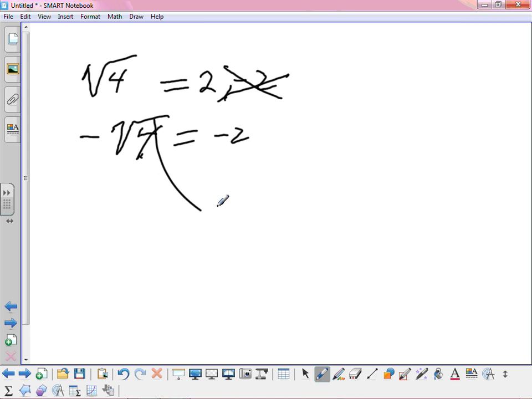So, using the radical notation for the square root, usually if you don't put a sign, you mean the positive root. And when you have a choice in that notation, you would put the minus square root of 4.